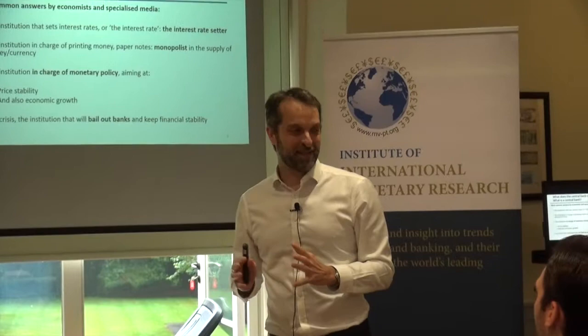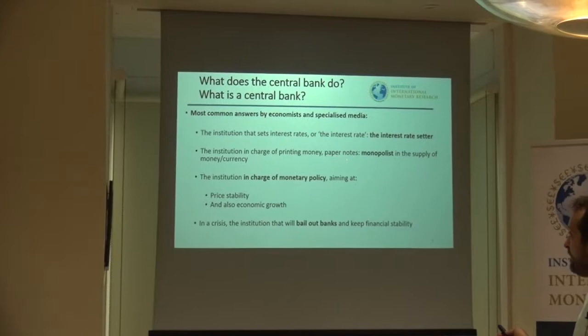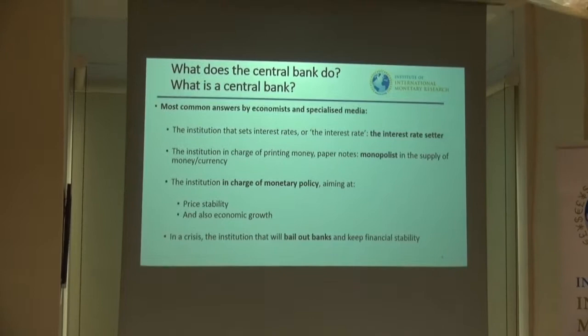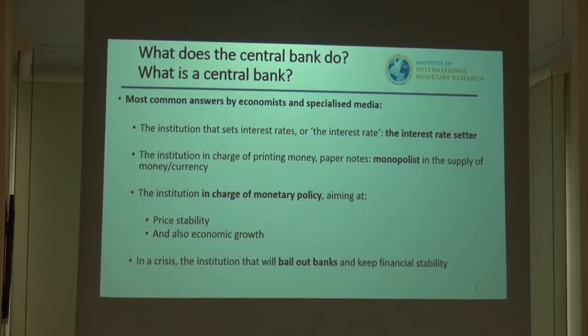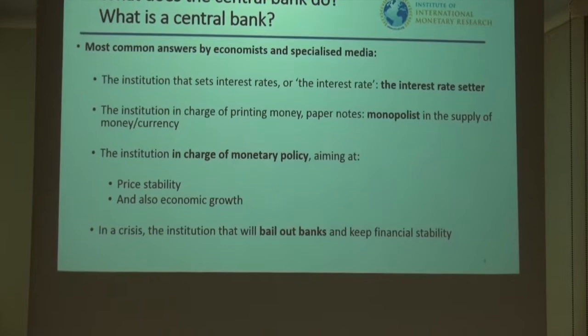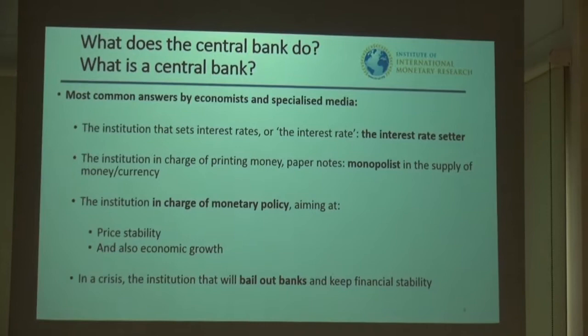What about the second one? The institution in charge of printing money, paper notes in our days, the monopolist in the supply of money or currency. The second part of the answer would be correct. It's the monopolist in the issue of legal money, the monetary base in the economy, currency in circulation. But what about the first part? It is not. Usually the minting press, the royal press, is a separate institution from the Bank of England. So it is not in charge of the physical production of money, but it is the monopolist in the issue of legal money, the monetary base.